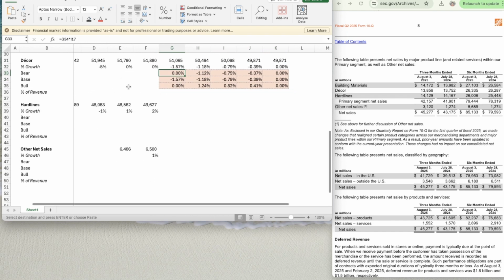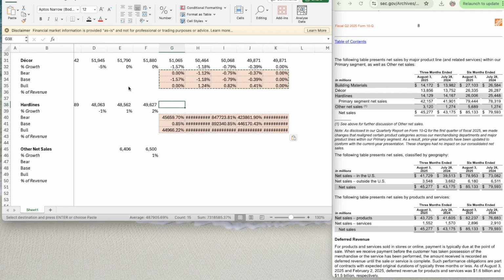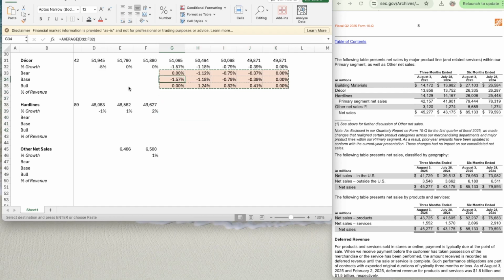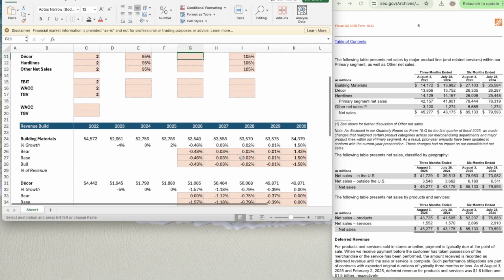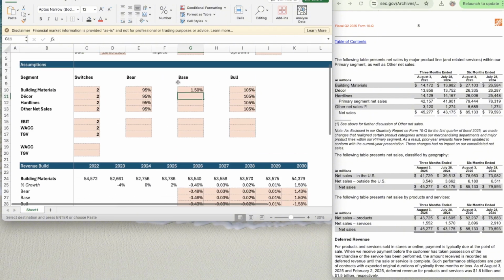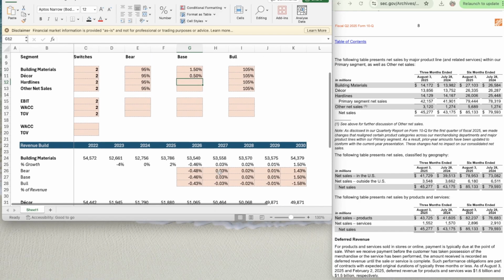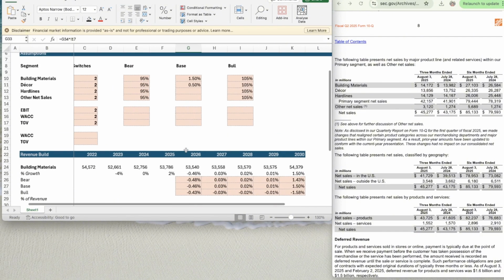Let's do the same again for the next one. No, it's not like magic. That is because we haven't put a growth rate in yet. So what do we think is going to go? Maybe let's go 0.5%, equals G11.